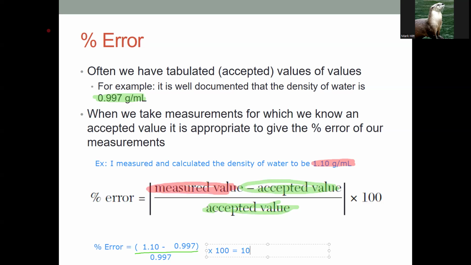I see that my measured and my accepted values both have 3 sig figs. So I'm going to add my first decimal place to that to give myself 3 sig figs. So the answer would be 10.3. And this is a percentage question, so it's 10.3% as my final answer here. The percent error on this is 10.3%.